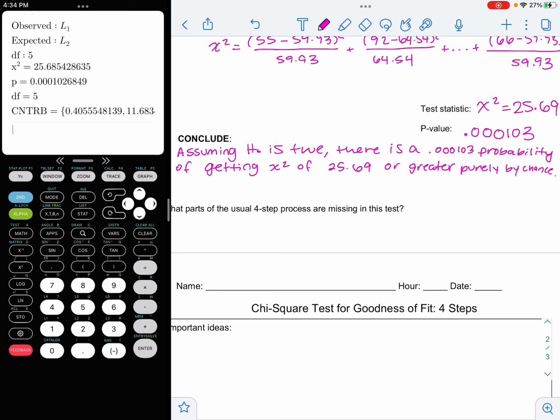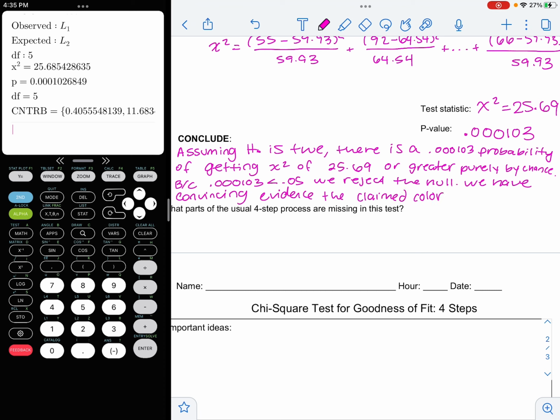Then we can make our final decision. So because 0.000103 is less than 0.05, we reject the null. We have convincing evidence that the claimed color distribution is not true.